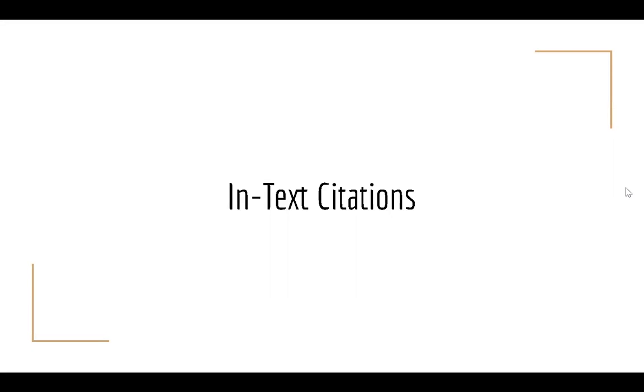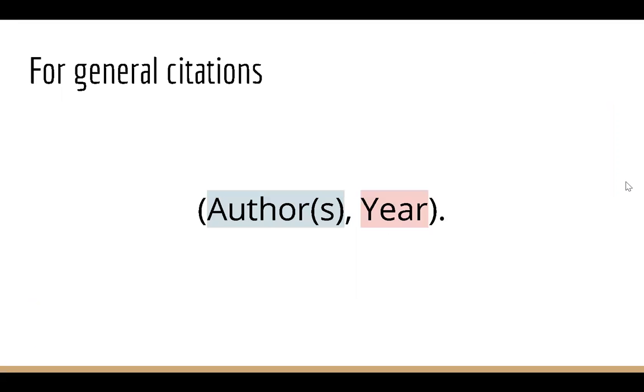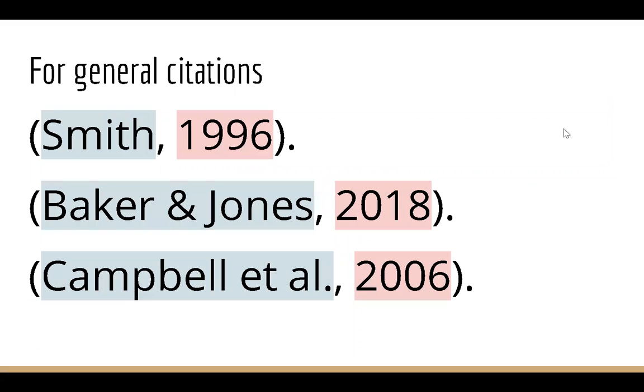So let's get started with in-text citations. For general citations in in-text, you're going to need the author or author's name or names, followed by the year. You separate these things with a comma, and they're contained within parentheses. And then at the end of the parentheses, outside of them, is where you put any punctuation that belongs to the sentence that precedes it. Some examples of what these look like.